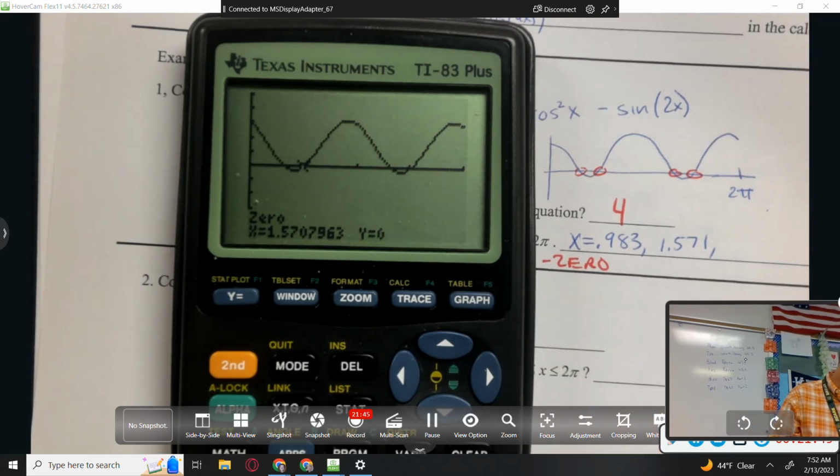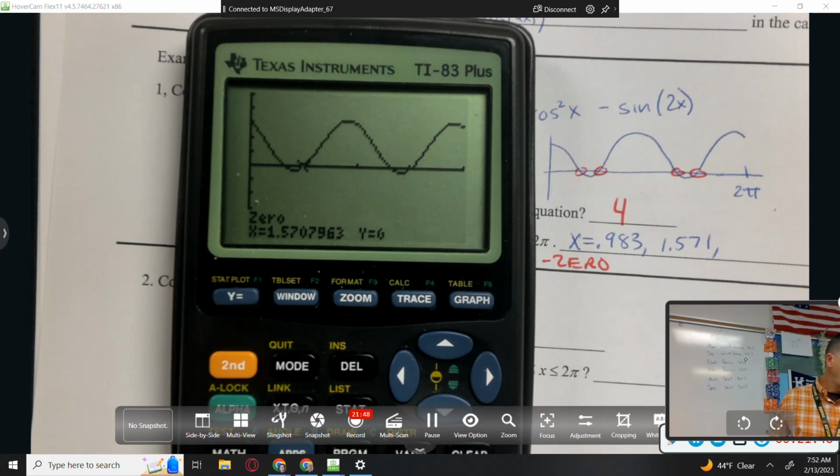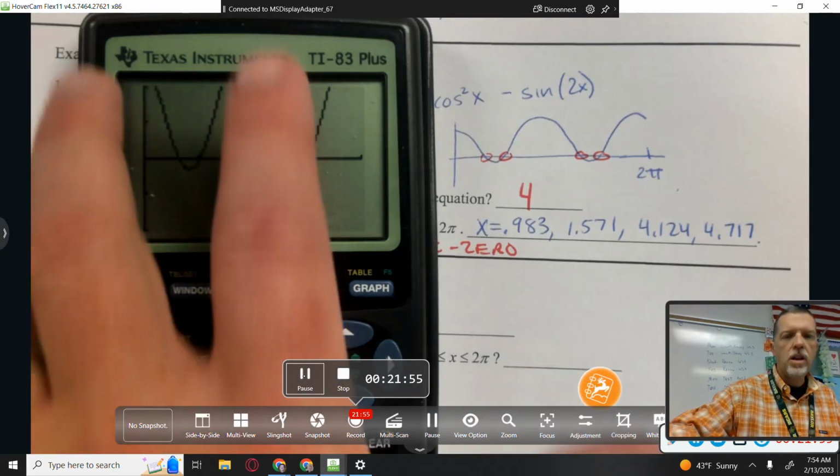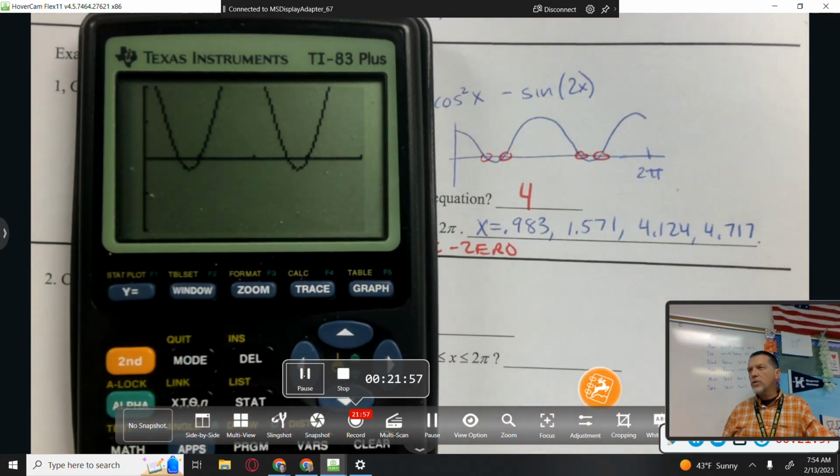1.571. I think that's pi over 2, but it doesn't matter. 1.571. All right, I'm going to press pause. You see if you can find the other 2. 4.124 and 4.717. I saw that on a lot of pages out there.